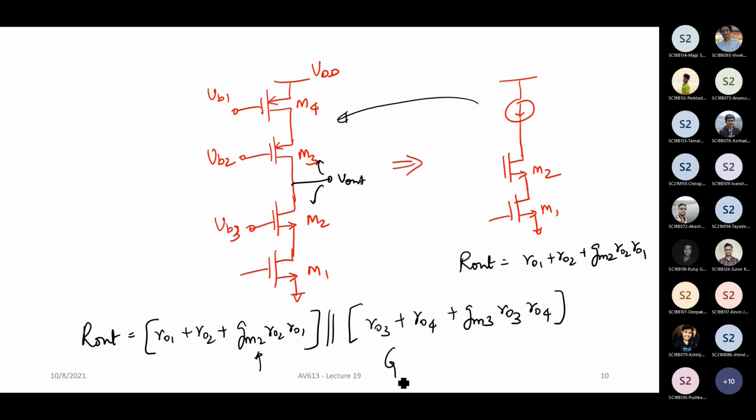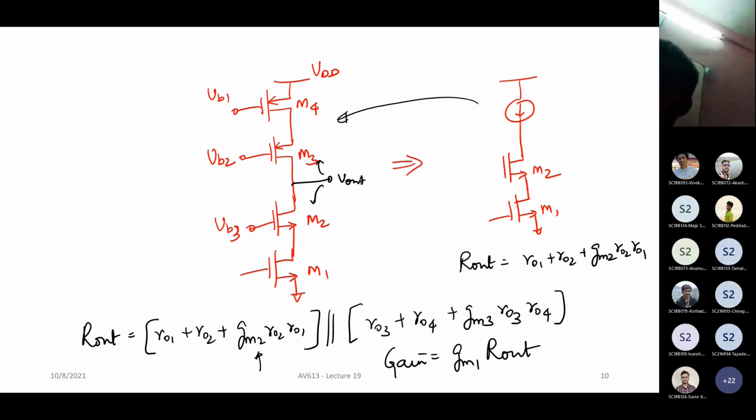So what is going to be your gain? We know how to write gain, which is the effective transconductance. The effective transconductance here is only gm1 times Rout. So for the same amount of current, you can have a much higher gain by cascoding.